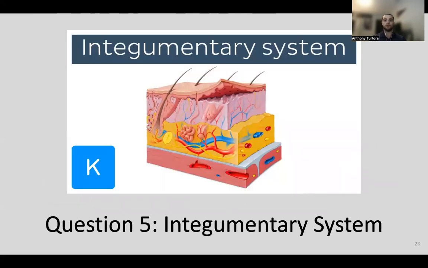All right, so now we will move on here to the integumentary system.